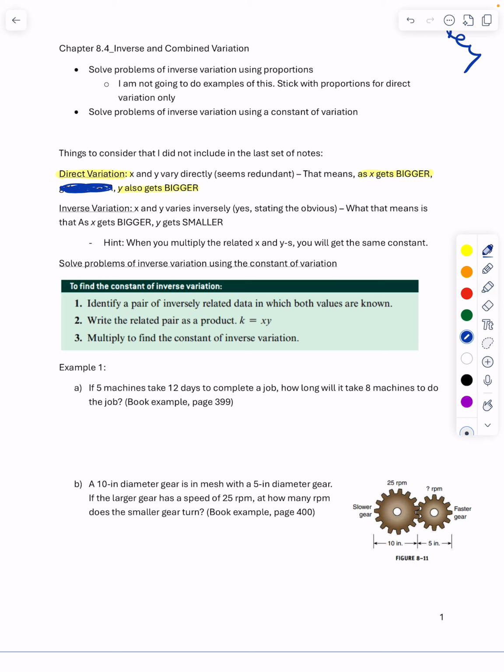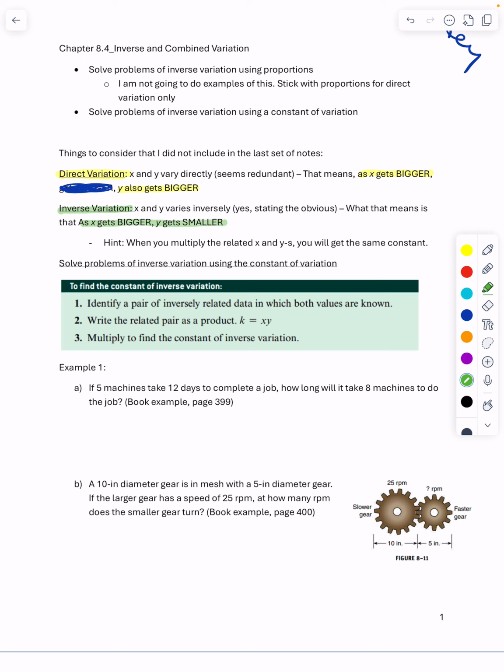With an inverse variation, again, we're looking at the relationship between x and y, between our input and our output. Here, as x gets bigger, y gets smaller.